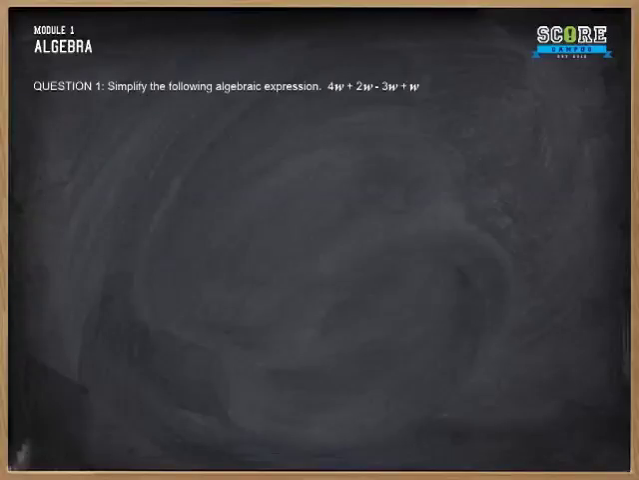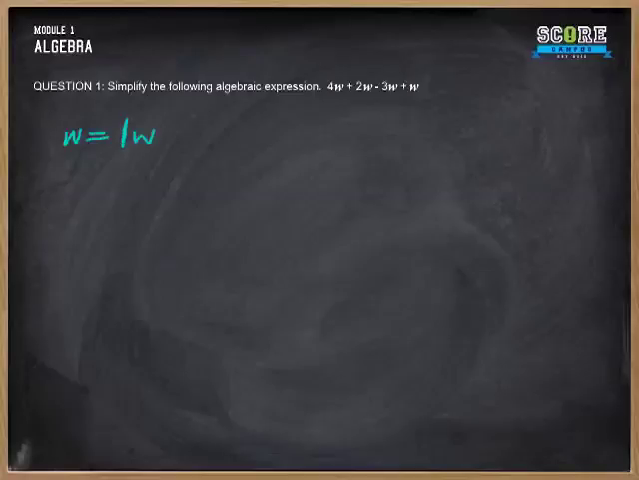Question number 1. Simplify the following algebraic expression. 4w plus 2w minus 3w plus w. Now here's how we interpret these terms, especially the one that says w. Now w is the same as 1w. Let me write that down for you. w equals 1w.